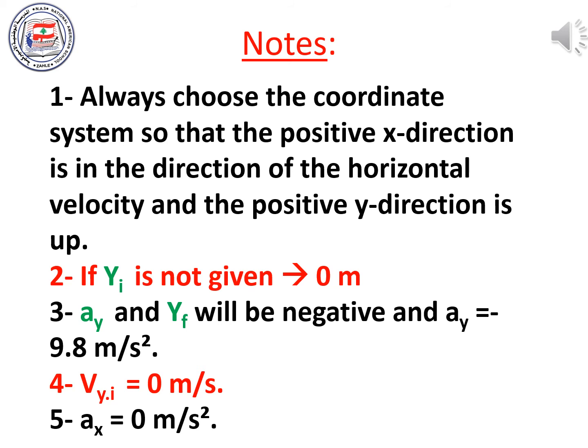Vyi, which is the initial vertical velocity, is 0 meters per second. This is why when we calculate Vyf, we use the equation Vyf equals Ay times t, not Vyi plus Ay times t, because Vyi is 0. And finally, the horizontal acceleration is 0 meters per second squared. Why? Because there is no acceleration in the horizontal direction. The horizontal velocity remains the same.